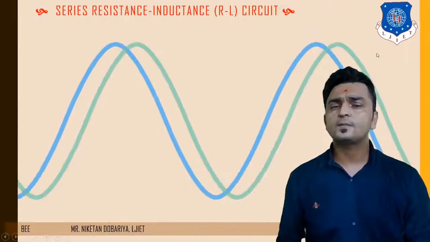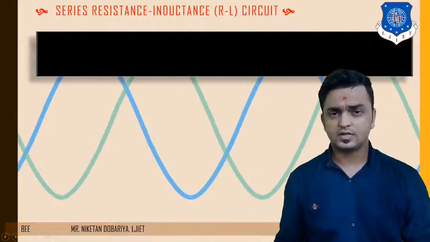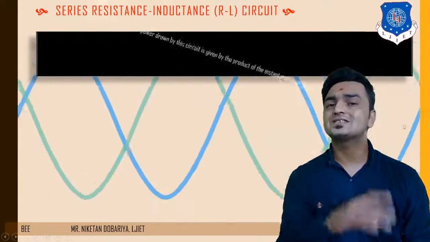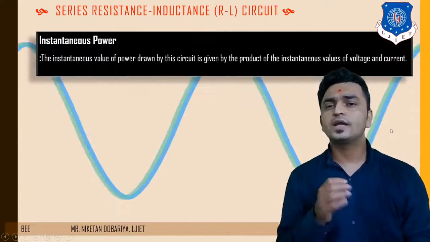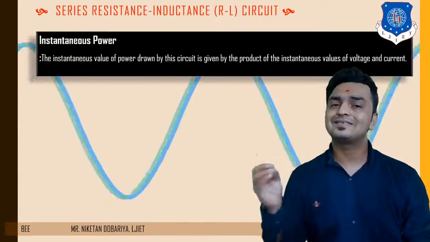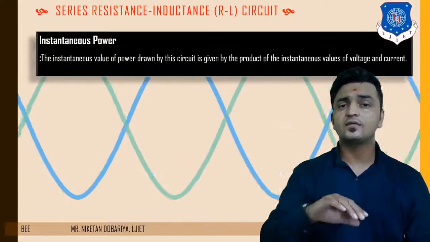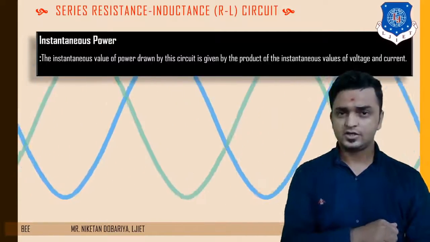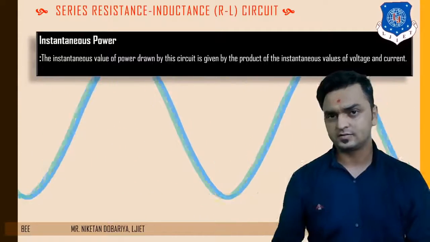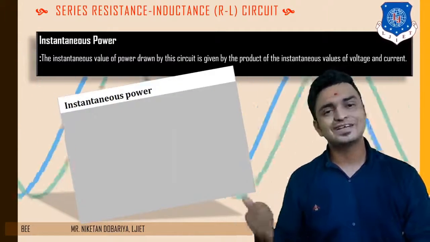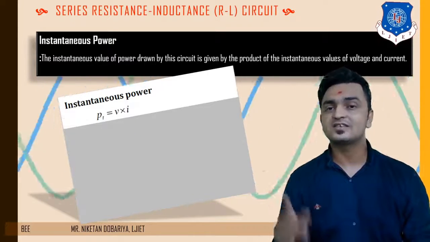Now, let's calculate the power for this RL series circuit. But first of all, let's calculate the instantaneous power. And for that, what is instantaneous power? The instantaneous value of power drawn by this circuit is given by the product of the instantaneous value of the voltage and current. So basically, instantaneous power is the multiplication of instantaneous voltage and instantaneous current. So let's find out the instantaneous power by multiplying the instantaneous voltage and instantaneous current.